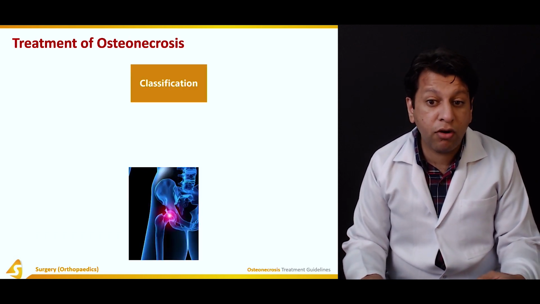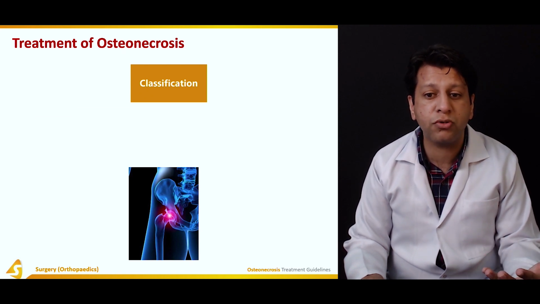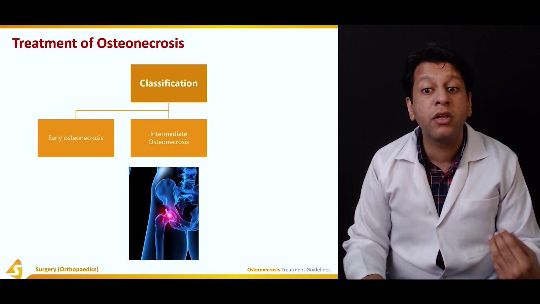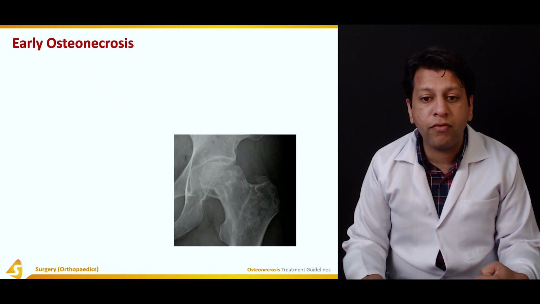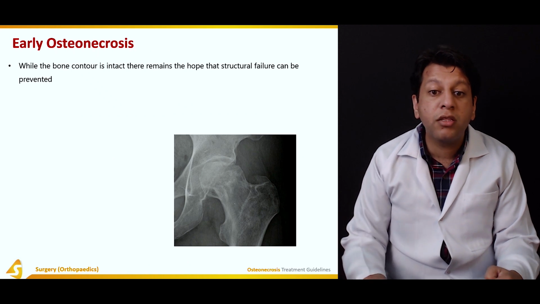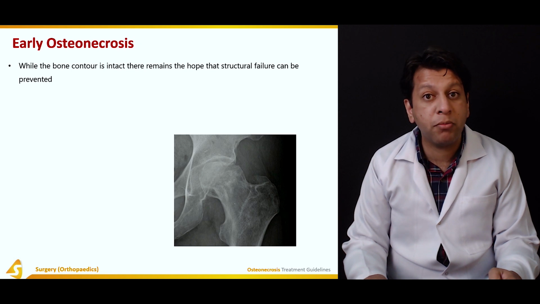Coming to the treatment, depending upon this staging, we classify osteonecrosis into three different categories. That is early osteonecrosis, intermediate osteonecrosis, and late osteonecrosis. Now, if you see this over here, in early osteonecrosis, while the bone contour is intact, there remains the hope that the structural failure can be prevented.